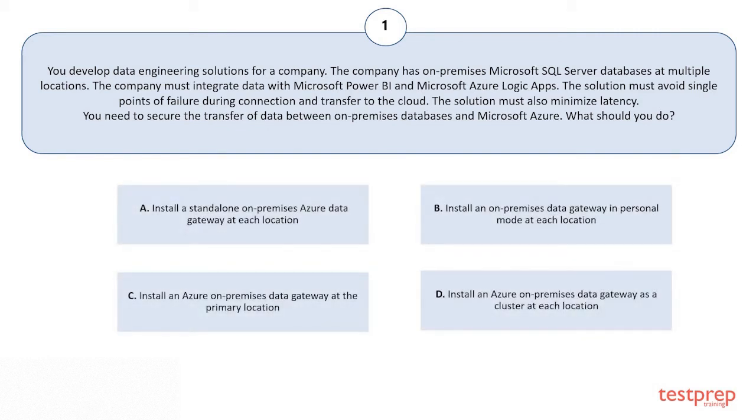Your options are: A. Install a standalone on-premises Azure Data Gateway at each location. B. Install an on-premises Data Gateway in personal mode at each location. C. Install an Azure on-premises Data Gateway at the primary location. D. Install an Azure on-premises Data Gateway as a cluster at each location. The correct answer is option D.